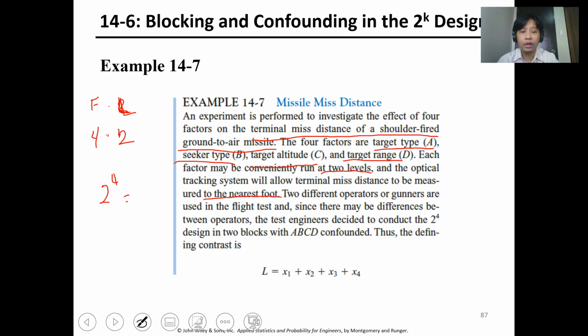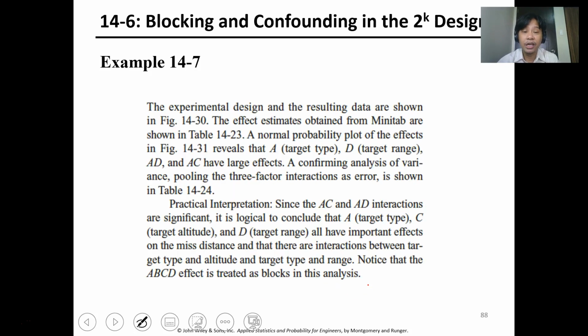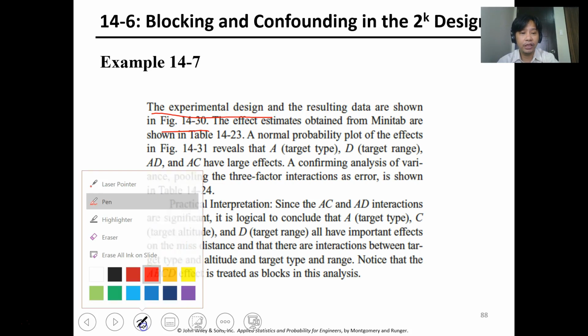And for our optical tracking system, 2 different operators or gunners are used in the flight test to simulate. Since there may be a difference between operators, the test engineers decide to conduct a 2 to the 4th design in 2 blocks with ABCD confounded. The defining contrast is L equal to x1 plus x2 plus x3 plus x4. The experimental design is shown in figure 14.13.